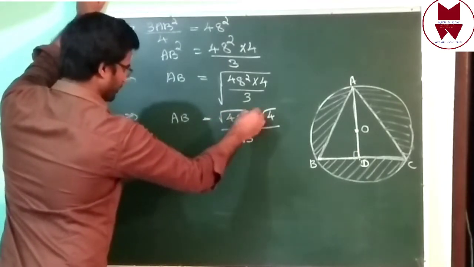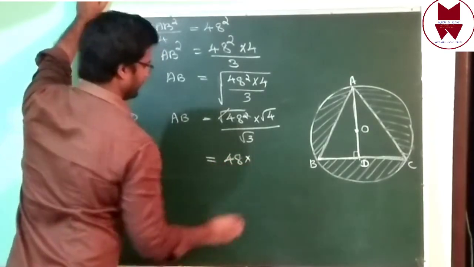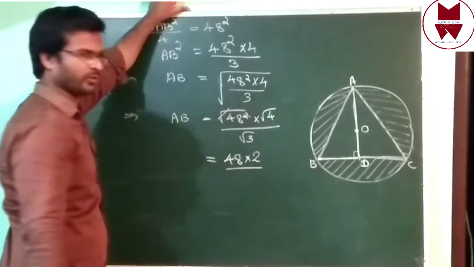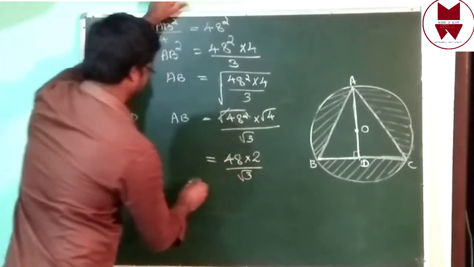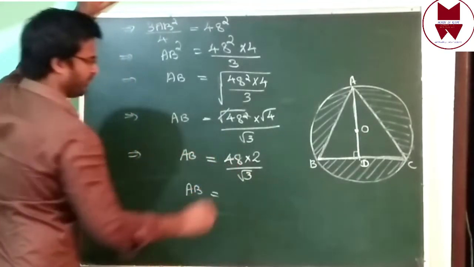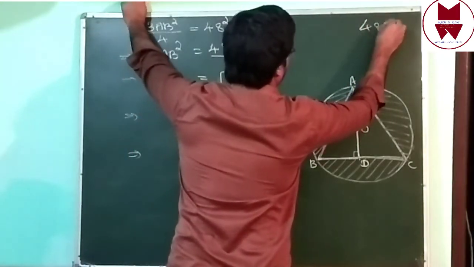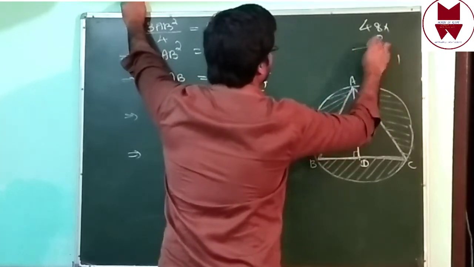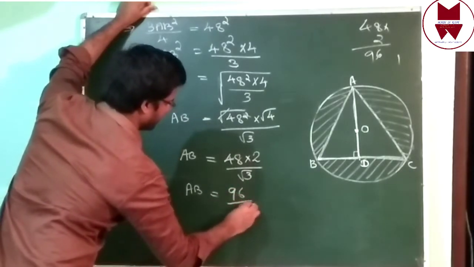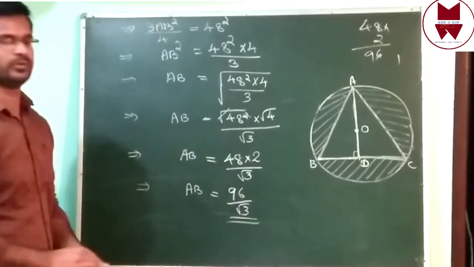The square root and the square of 48 cancel, leaving 48 into the square root of 4, which is 2, divided by root 3. We cannot simplify root 3, so just write root 3. AB equals 48 into 2, which is 96, divided by root 3. AB equals 96 by root 3.